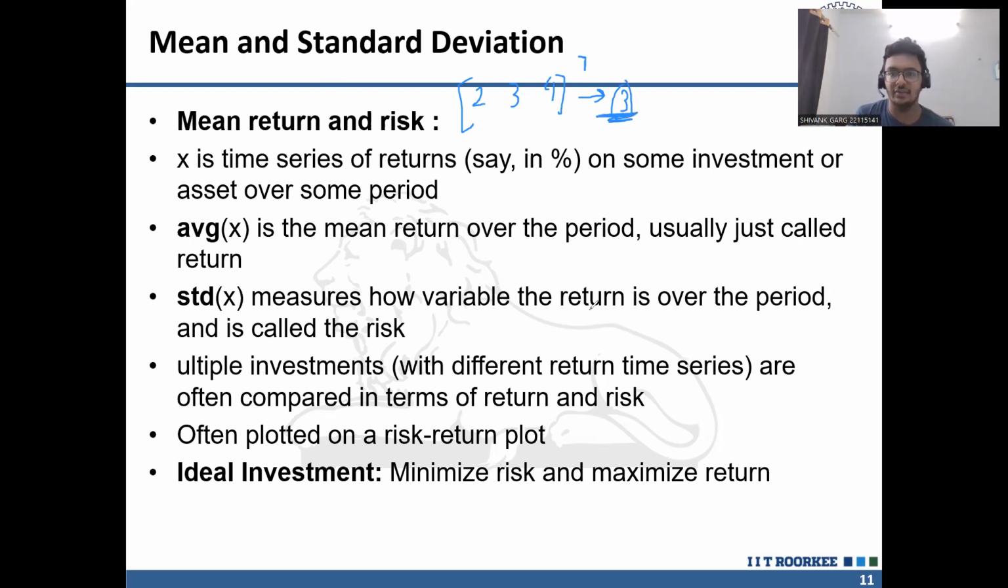Standard deviation measures how variable the return is over the period, and it is usually represented as risk in finance. So basically, this tells how far apart you are from the mean return. If you think about it intuitively, this is what risk represents. And multiple investments with different return time series are often compared in terms of risk and return. Basically, an ideal investment would be one in which the risk is minimum and the return is maximum. So we use a risk-return plot to think about the same.